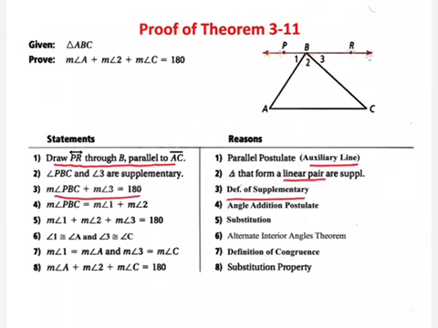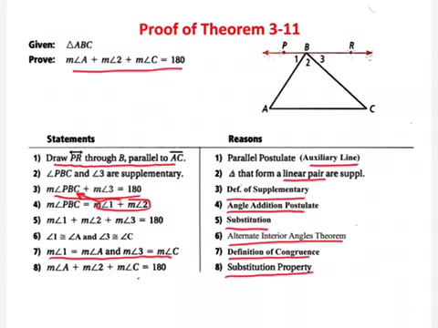Then they know that angle PBC is the sum of angles 1 and 2, so that's angle addition. Then when you take angles 1, 2, and 3, you should get 180. All they've done is taken angles 1 and 2 and plugged them in for PBC, so that's substitution. Then they know that angle 1 and angle A are congruent, and angle 3 and angle C are congruent by the alternate interior angles theorem. They've changed from congruence to equality of measure, so that's the definition of congruence. And then last but not least, they substituted A and C in for 1 and 3 to prove the statement through substitution.